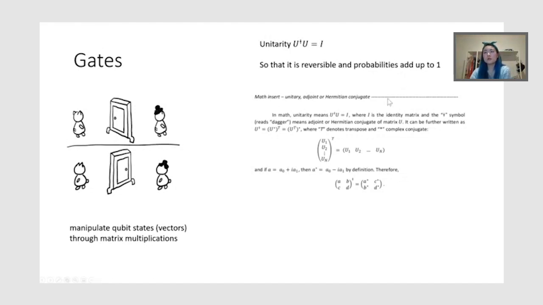The definition of unitarity is basically U dagger. Dagger means the complex conjugate transpose, and if you multiply these two, you will get the identity matrix, and that's all it means. That's unitary. So you can try this math later if you like.